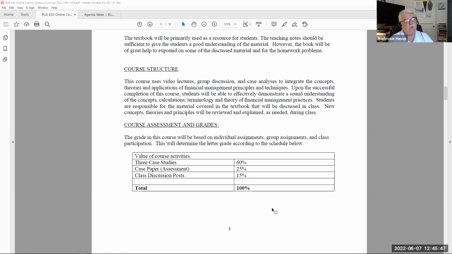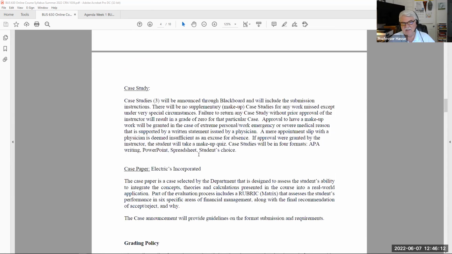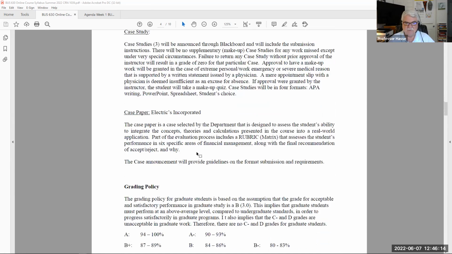The case paper will involve an APA formatted paper and a spreadsheet analysis. And we also have class discussion posts during the course of the session. You have one this week, by the way. Those class discussions are basically called class participation. It gives you some extra horsepower in determining your grades. I explained, naturally, the case studies and the case paper.